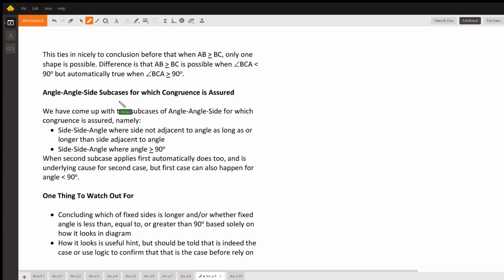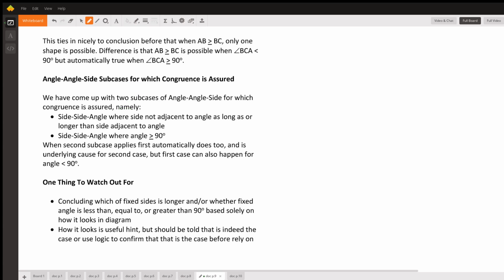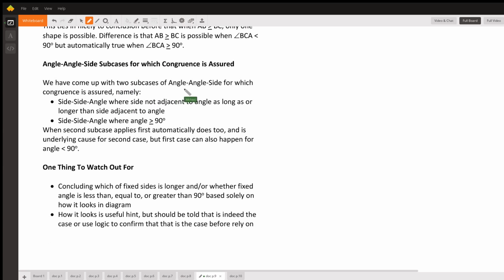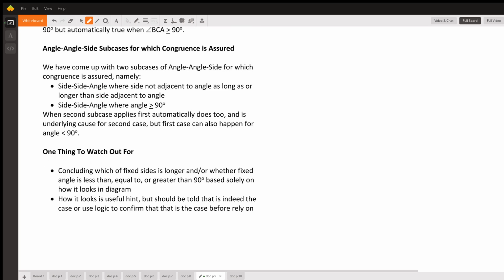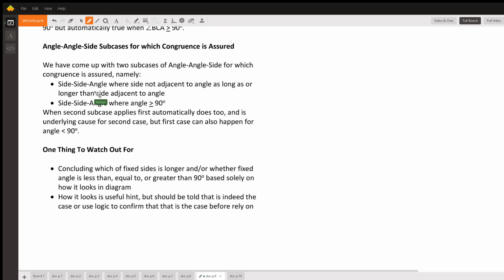So to restate this in more general ways, we come up with two subclasses of angle-side for which congruence is assured. First, side-side-angle when the side not adjacent to the angle is as long or longer than the side that is adjacent to the angle. Then, if you have those conditions, there's only one way to make the triangle. And side-side-angle where the angle is greater than or equal to 90, same thing.